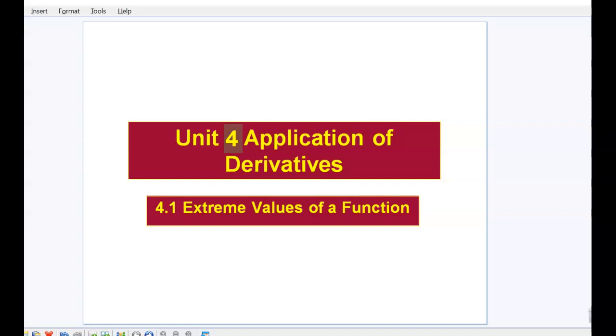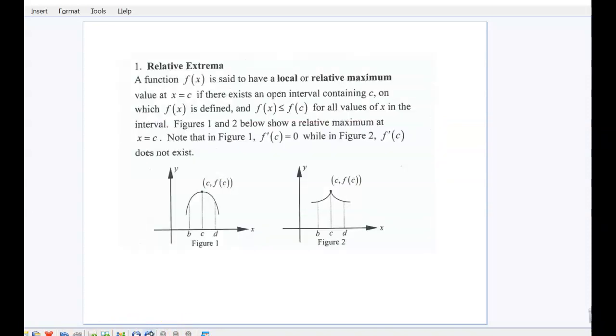In unit number 4, we're going to look at some applications of derivatives. And in section 4.1, we're going to talk about the extreme values of a function. We're going to come up with a few definitions. We're going to start with relative extrema, and extrema is plural for maximums and minimums.